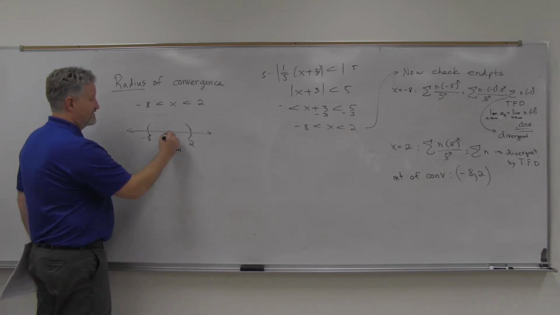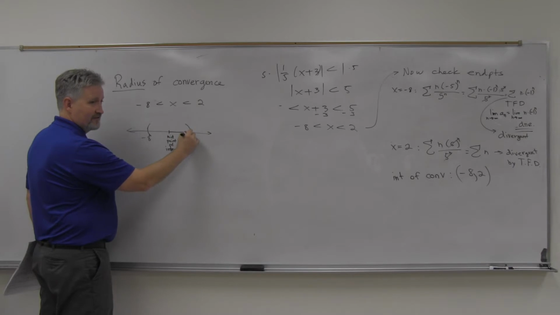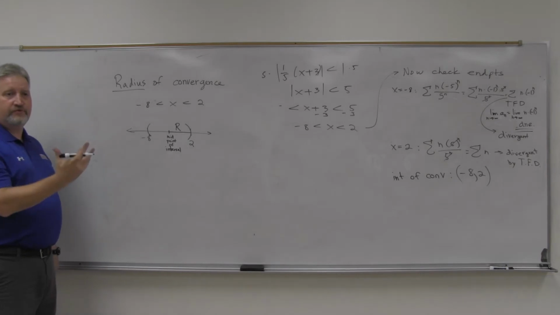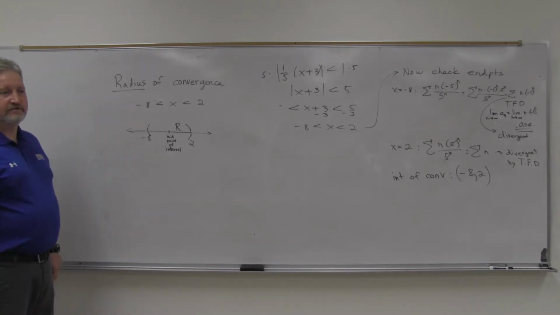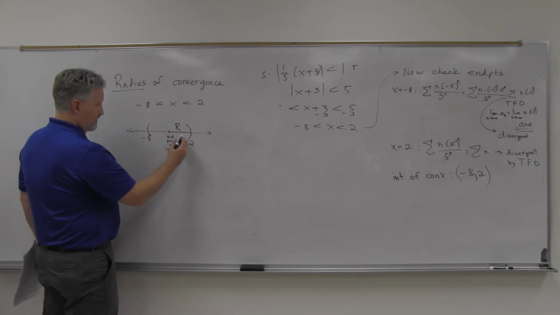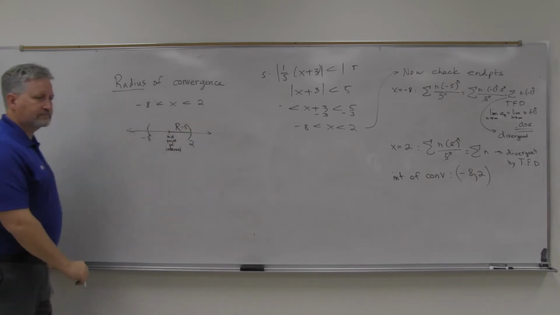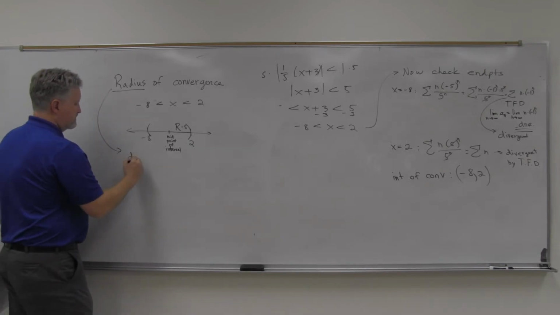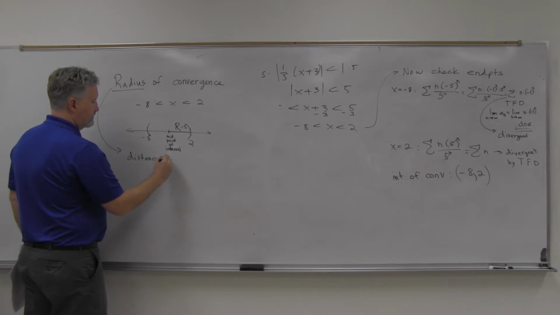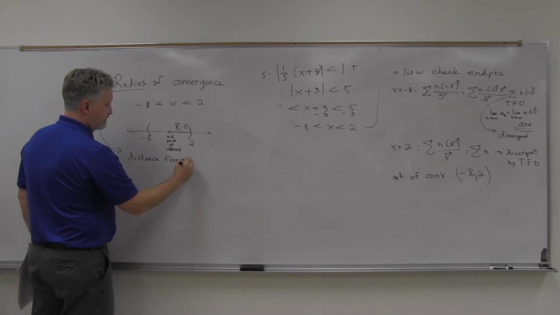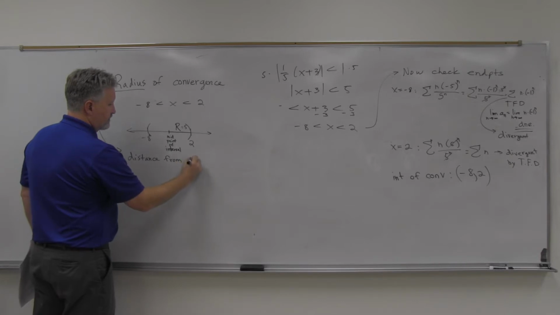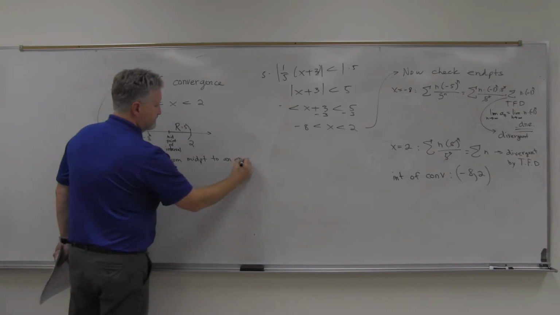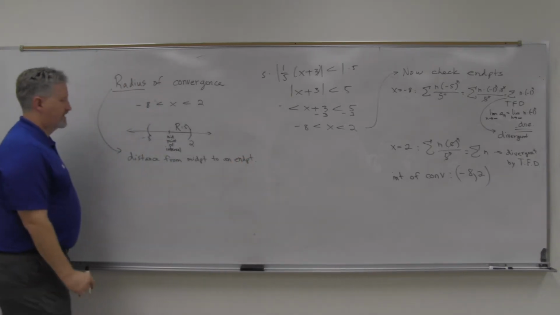The radius of convergence is the distance from the midpoint out to an endpoint. That's R for radius of convergence. It's just from the midpoint out to an endpoint, which in this case is going to be 5. The radius of convergence is 5, because it's 5 either way.